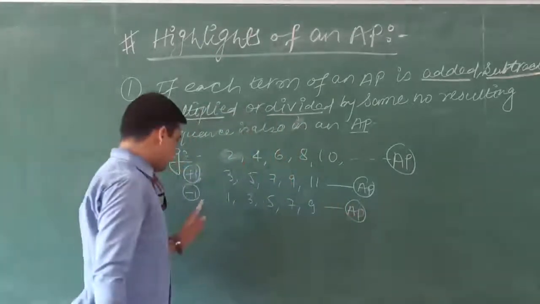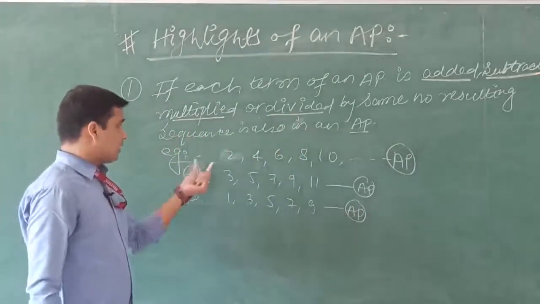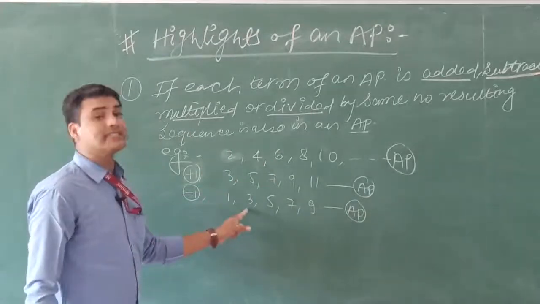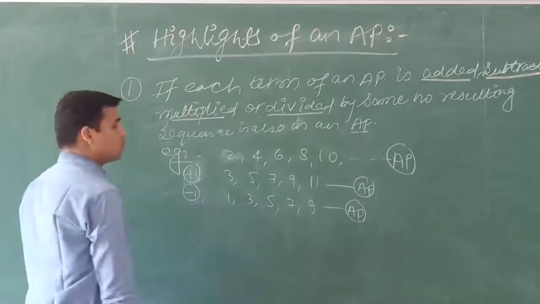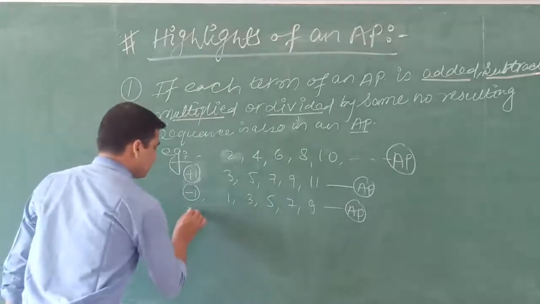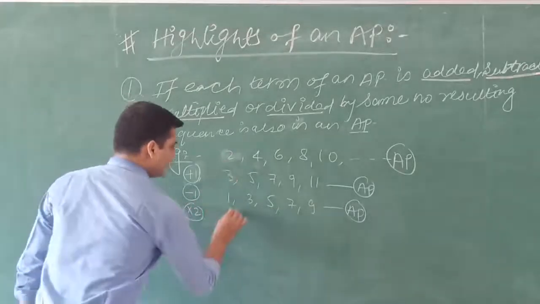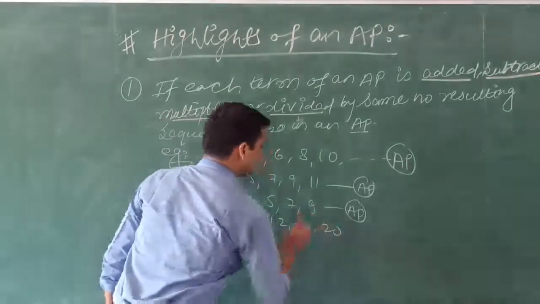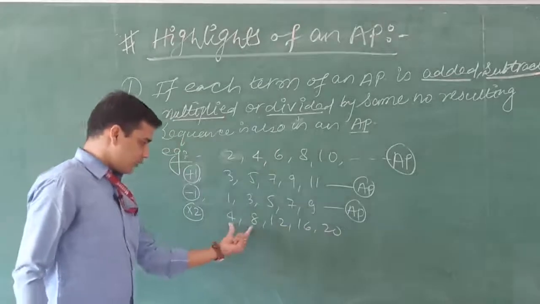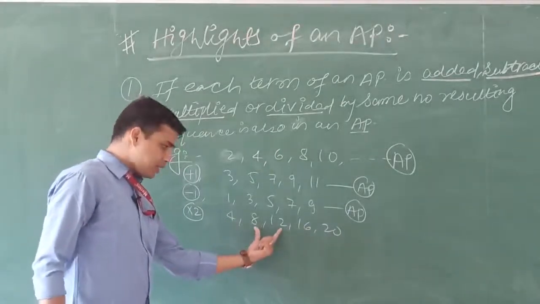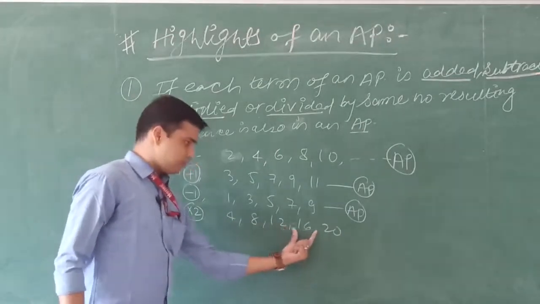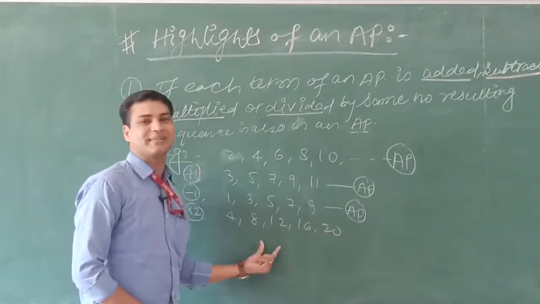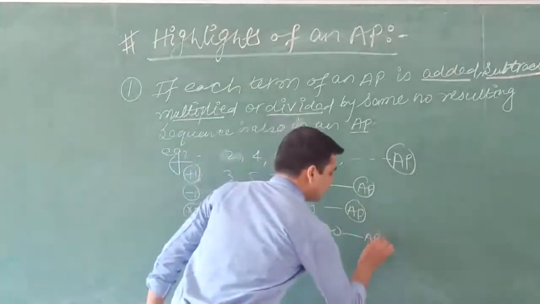So when we subtract the same number from each term, again the result is the same, meaning AP. Now I am going to multiply by 2. So 2 into 2, 4. 4 into 2, 8, 12, 16 and 20. Now see what the difference is here. 8 minus 4, 4. 12 minus 8, 4. 16 minus 12, 4. 20 minus 16, 4. We are getting the same difference. Again the common difference is the same, so we can say this is in AP.